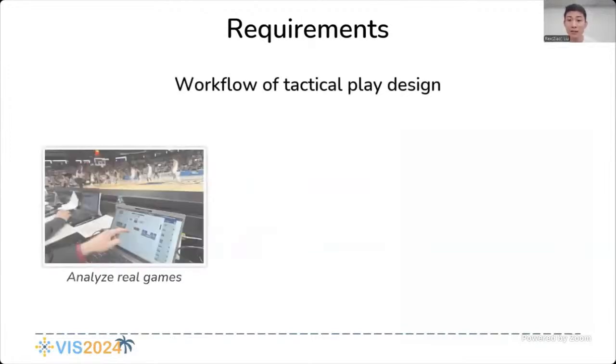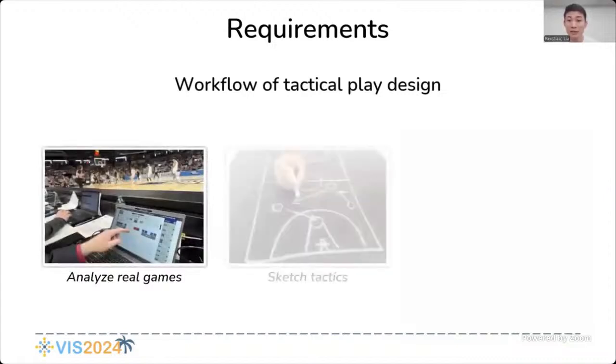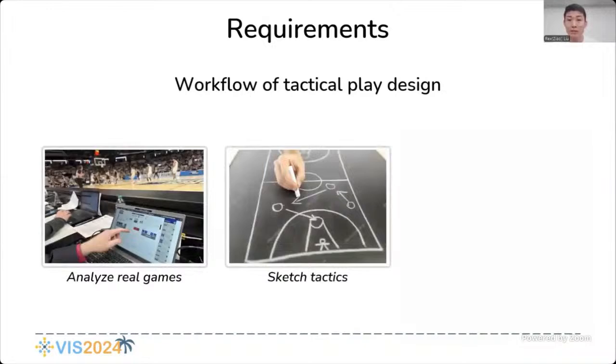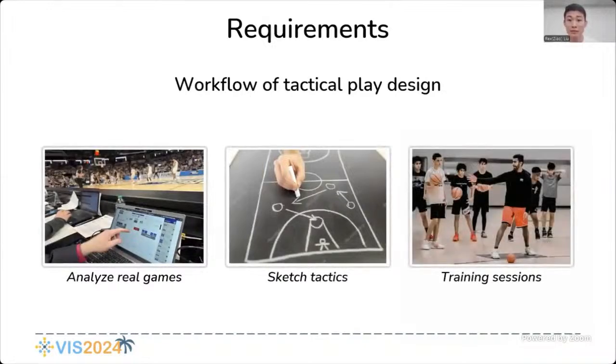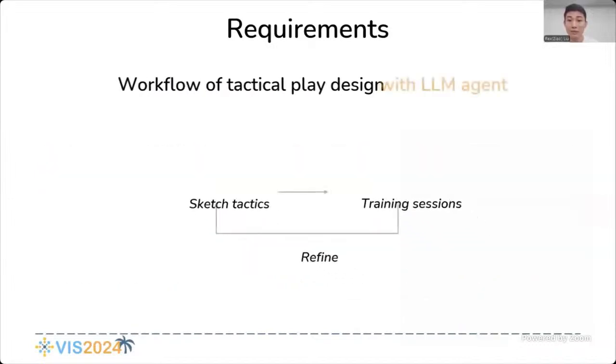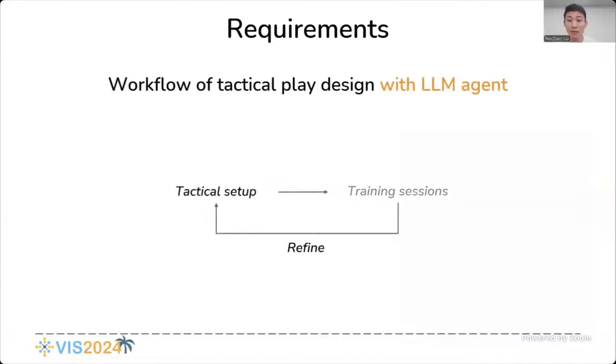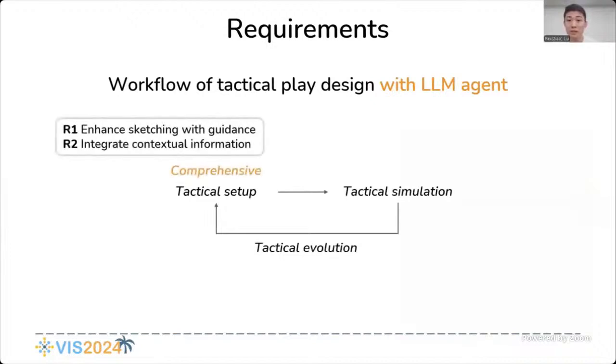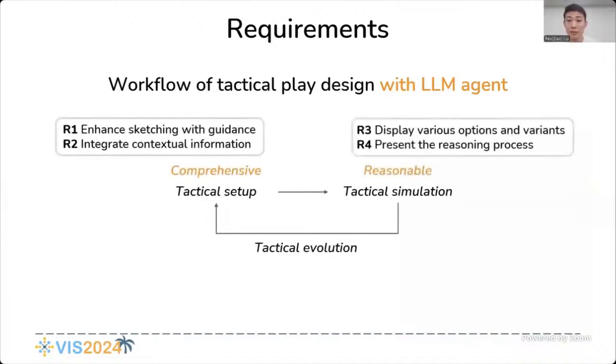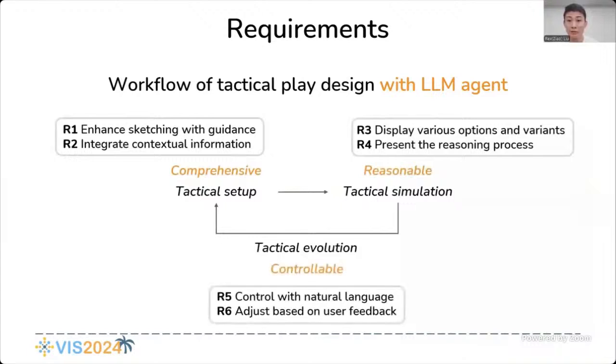To address these challenges, we interviewed 6 experts about their tactical design workflows. They start by analyzing real-game videos to gather insight. Next, they sketch and design tactics on the board, which are then tested in training sessions. Based on the results, tactics are refined in a circle until they are optimized. While integrating the LLM agent, we conduct a second interview. We expanded the workflow and identified 3 key requirements for the system: comprehensive tactical setup, reasonable tactical simulation, and controllable tactical evolution.